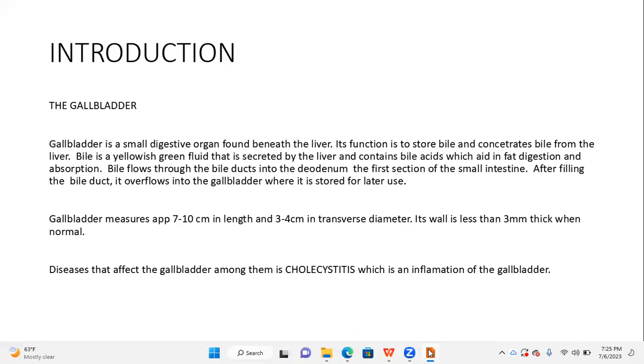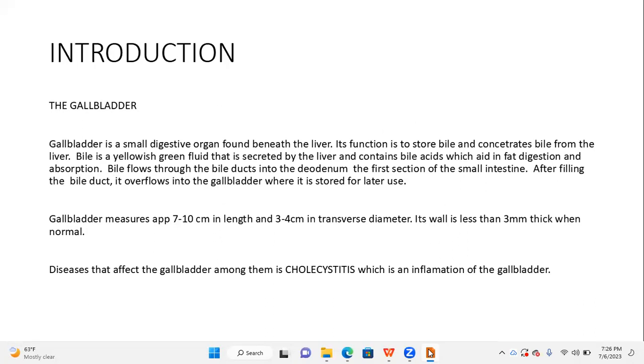So, cholecystitis is an inflammation of the gallbladder. The gallbladder is a small digestive organ that is found beneath the liver. One of its main functions is to store bile and concentrate bile from the liver.